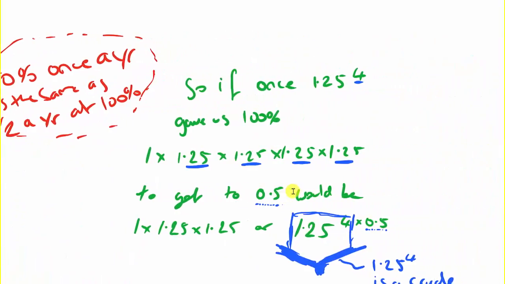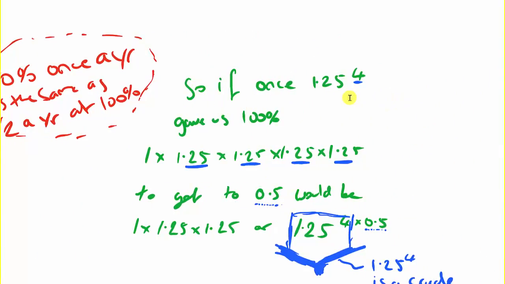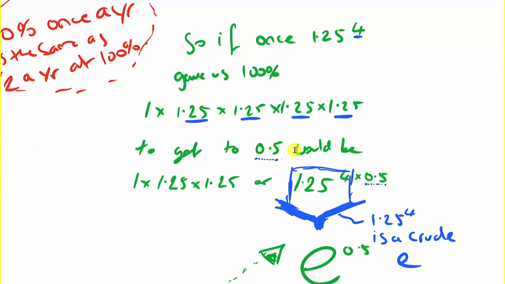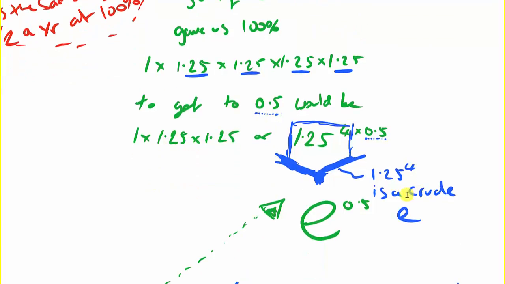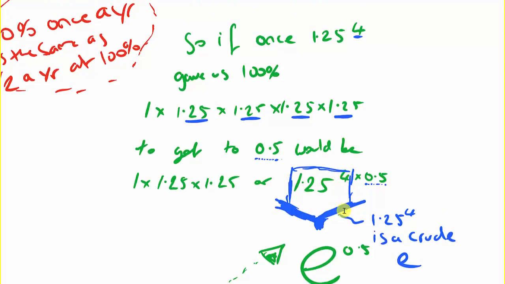What does this mean? Well, if 1.25 to the power of 4 gave us 100%, 1 times 1.25 times 1.25 times 1.25 times 1.25, there's the 4. To get 0.5 or 50% would be 1 times 1.25 times 1.25. We've only done this step twice. So we could take this 1.25 to the power of 4, and we could multiply the power of 4 by a half to get what it would be like to get 50% a year. Okay, and this value here, 1.25 to the power of 4, we're going to call crude e.